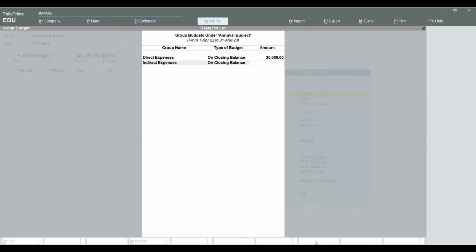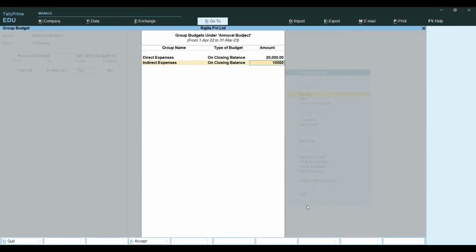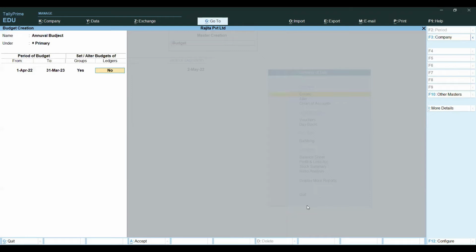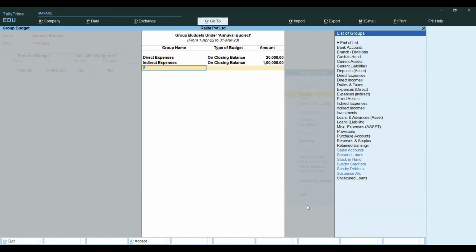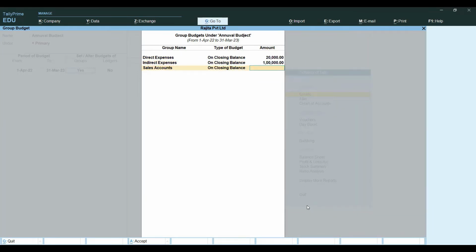Total our indirect expenses: 60,000, 70, 80,000, 85, 90, 1 lakh rupee, ma. Okay, ma'am. Enter. Now again you want your estimation. So for example, I have a sales estimation also. Sales also I am selecting 5 lakh rupee my estimation per year.